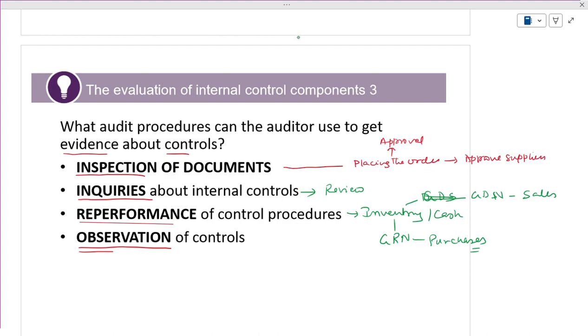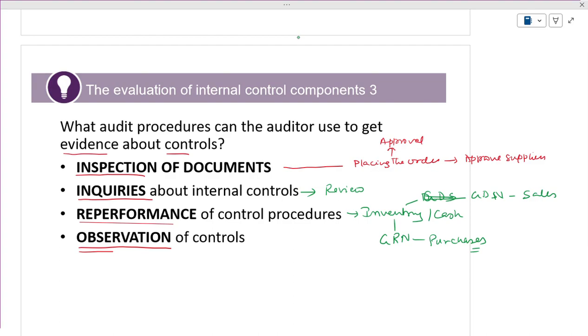Bank reconciliation. Bank reconciliation, we will also do a re-performance. Is it right? We will just go through the process of bank reconciliation, how it has been done, and we will come to an opinion on that. Is it okay? Yeah. Fine.